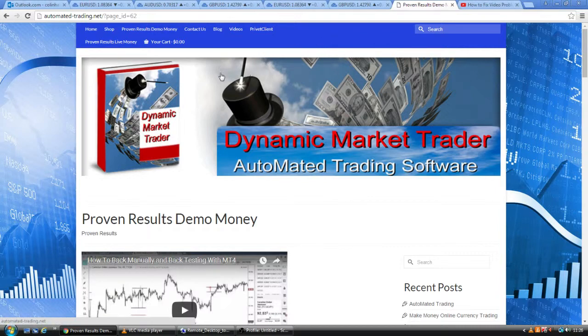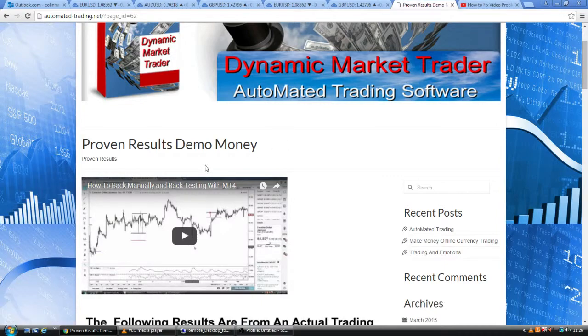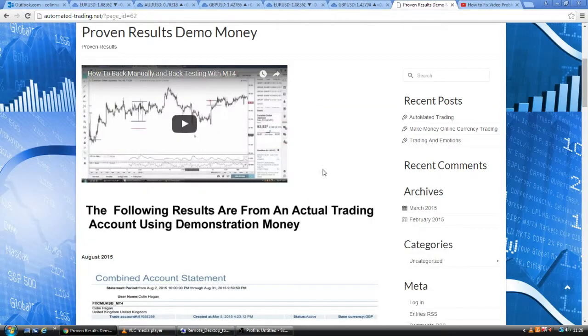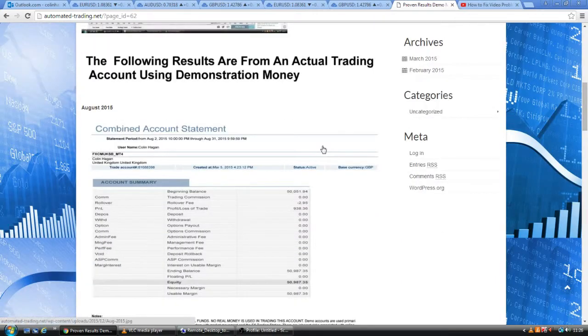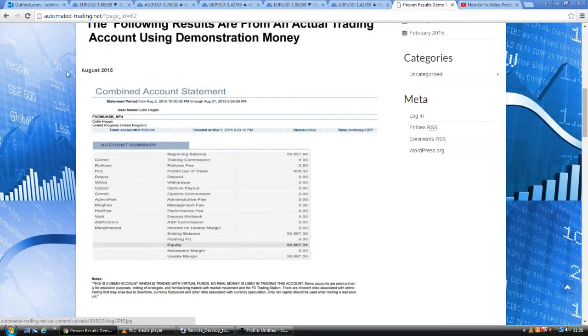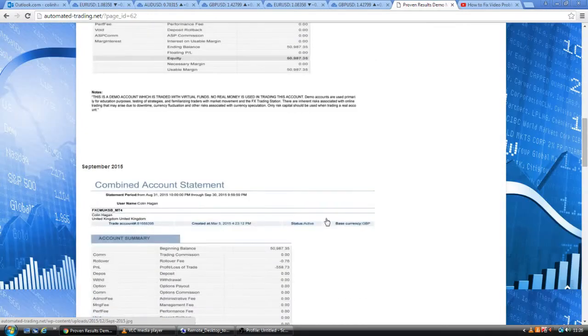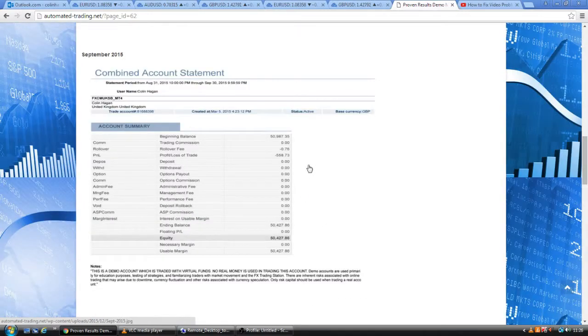Just to give you some idea of what it's capable of, here we are on our website, automated-trading.net, and if you go to the proven results demo money, there is a small back testing video which you can watch, which explains a little bit on back testing, or you can just scroll down and look at the numbers. So here's the August account statement, demo account for August. Here's our opening balance. There is our closing balance.